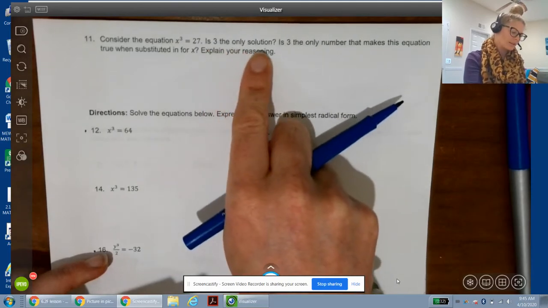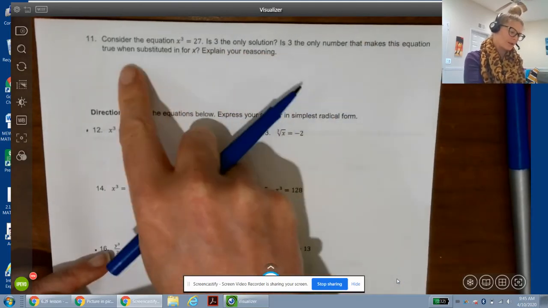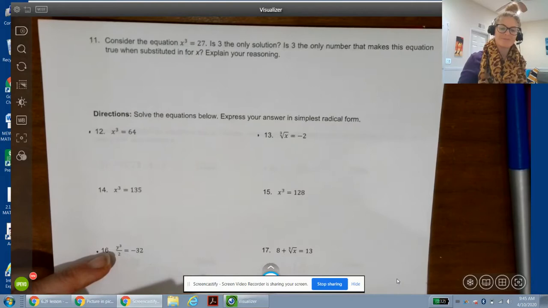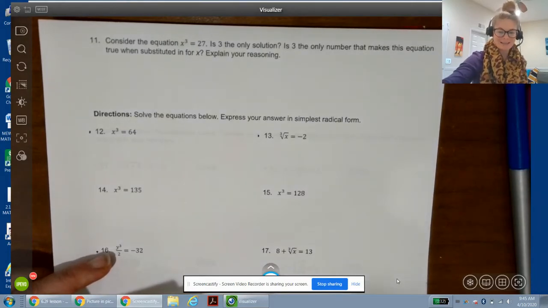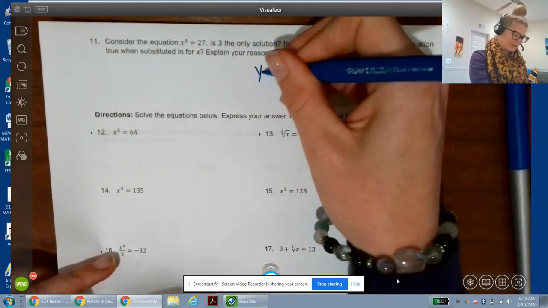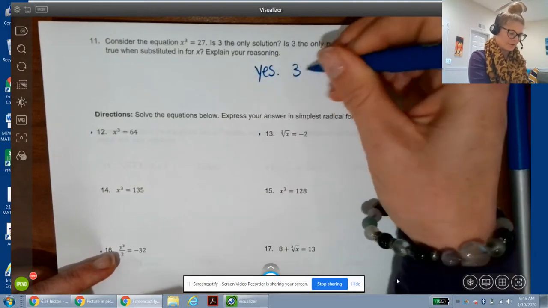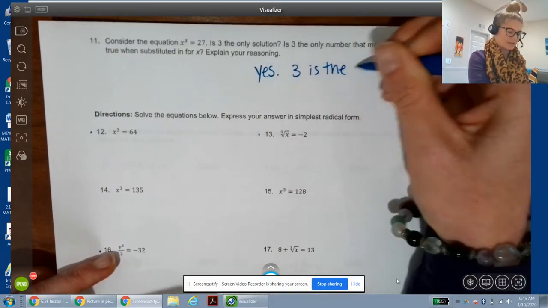So is 3 the only solution? Is 3 the only number that makes this equation true when substituting for x? Yes, it is. 3 is the only solution.